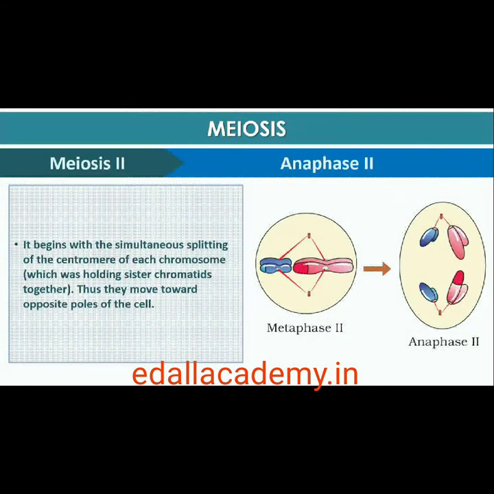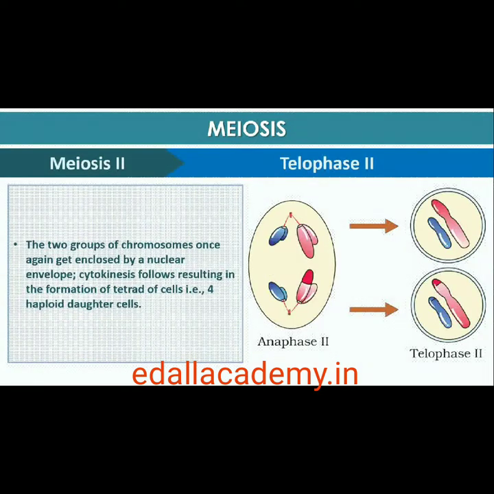Anaphase 2. It begins with the simultaneous splitting of the centromere of each chromosome, which was holding the sister chromatids together, allowing them to move toward opposite poles of the cell. Telophase 2. Meiosis ends with telophase 2, in which the two groups of chromosomes once again get enclosed by a nuclear envelope. Cytokinesis follows, resulting in the formation of a tetrad of cells, that is, 4 haploid daughter cells.